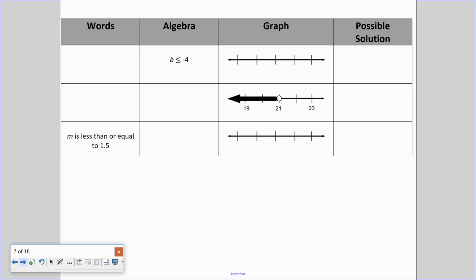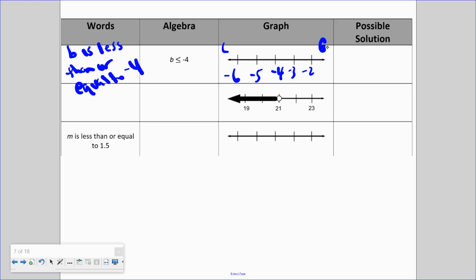Next example. In words, B is less than or equal to -4. So -4, -3, -2, -5, -6, least to greatest. B has to be less than or equal to -4. So all of these numbers are less than -4, but equal, so it has to be a closed dot. So -5, -6 are possible solutions. -10 will be a possible solution.